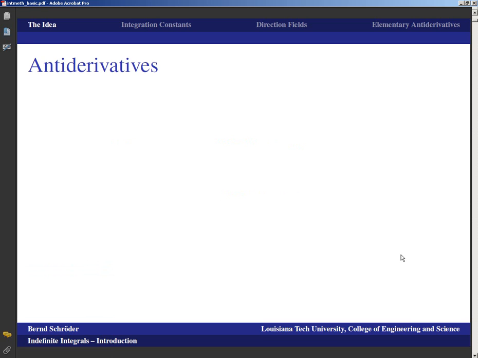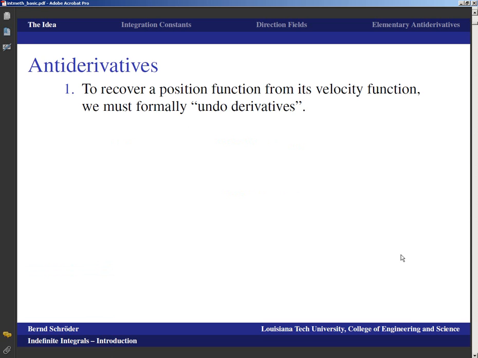The idea for indefinite integrals or antiderivatives is that to recover a position function from its velocity function, because the velocity is the derivative of the position, we must formally undo derivatives. So in the last example, as well as in the first point on this slide, we are talking about the physical reality behind the whole thing.